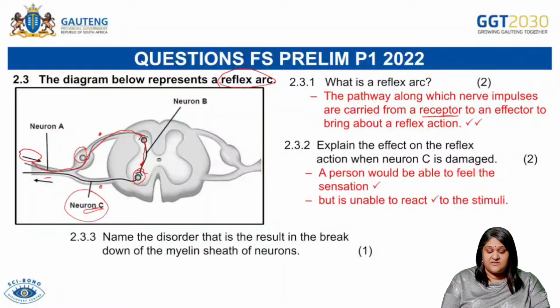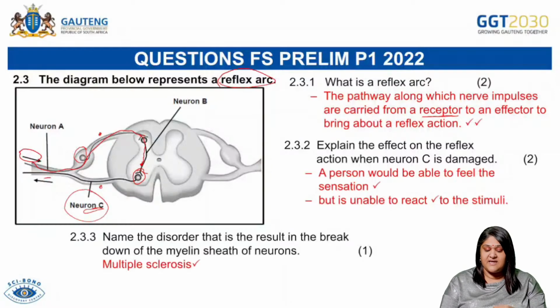Name the disorder that is the result in the breakdown of the myelin sheaths of neurons. Yes, this is a disorder that you need to know. There are two disorders that you need to know for the nervous system. It's Alzheimer's and it is multiple sclerosis. So the one that degenerates the myelin sheath is the multiple sclerosis. Okay, you also need to know the symptoms of these two. You need to know what they are. You need to know what causes it. You need to know the symptoms of it. Okay.